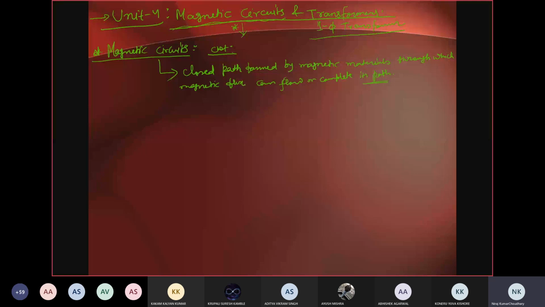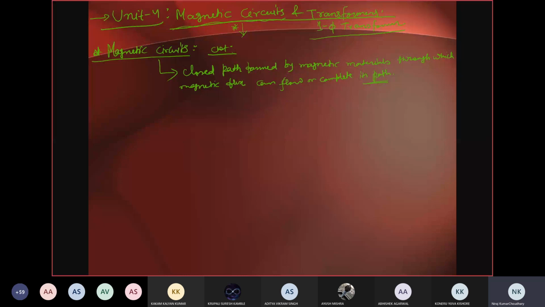So in an electrical circuit, what happens? Current completes its path through any closed loop or path, right? But in case of magnetic circuit, the analogous to current is your flux, right? So flux completes its path through the magnetic circuit, right? So you can take one example here.